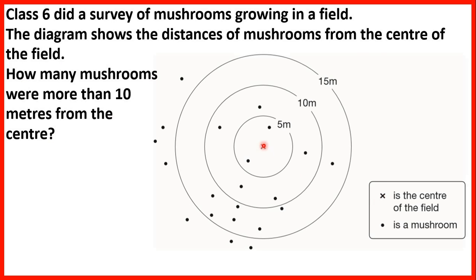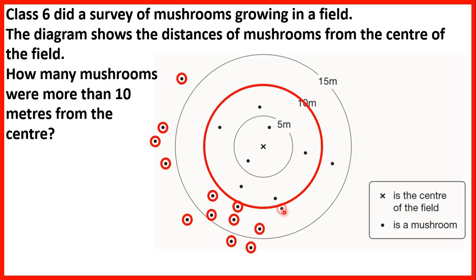So we have the centre marked here, and we know that the dots are mushrooms. So if we look at the line which shows 10 metres, we want to know how many were more than 10 metres from the centre. So we want the mushrooms on the outside of the circle. We have 1, 2, 3, 4, 5, 6, 7, 8, 9, 10, 11, 12, 13, 14 dots outside of 10 metres. So 14 mushrooms were more than 10 metres from the centre.